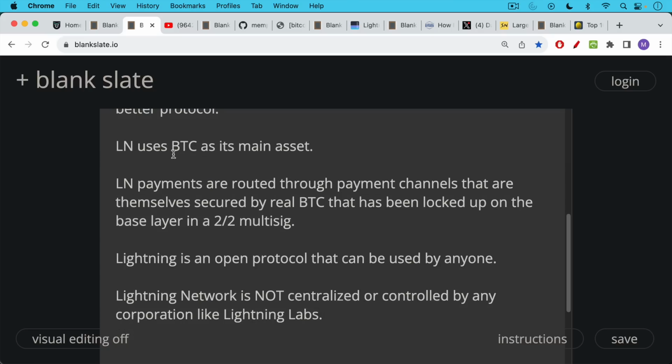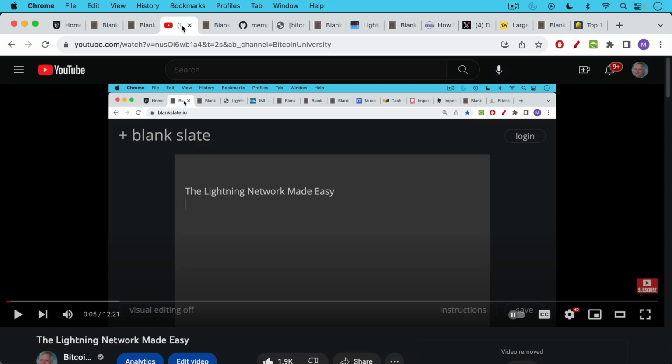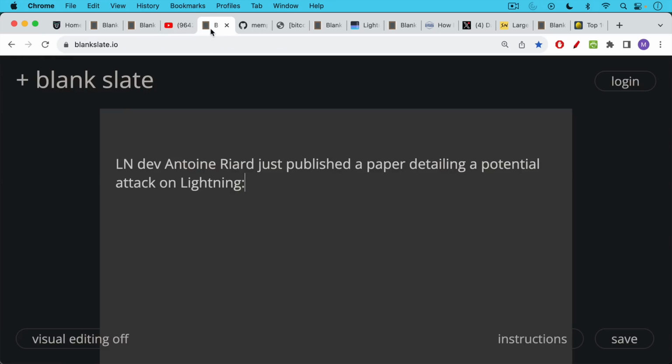Lightning is an open protocol, can be used by anyone, and contra XRP people and people who don't know what they're talking about, the Lightning Network is not centralized or controlled by any corporation like Lightning Labs. If you want to learn more about the Lightning Network, I will link to one of my old videos in the description notes below. Now, what's happened in the past few days?